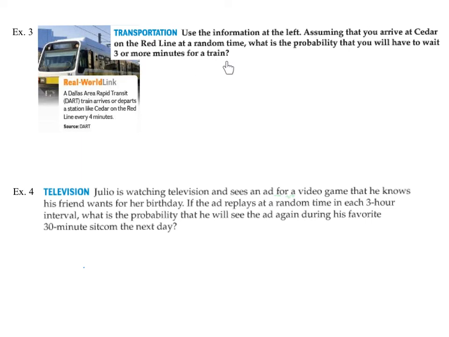So why don't we turn this into something where we can use geometry? So let's draw a line segment. And on that line segment, our line segment is going to represent wait time, how long you have to wait for a train to come in. So this would represent 0, and then 1 minute, 2 minutes, 3 minutes, and then 4 minutes. So I got my line a little bit too long.